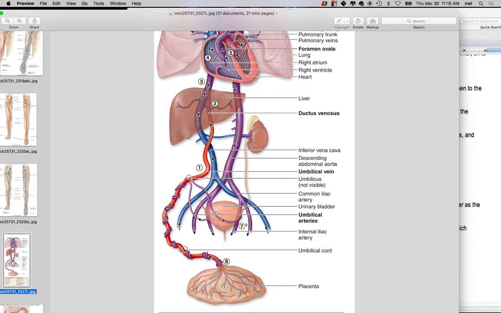Does that make sense to you guys? Okay, go ahead. If the mom's blood and baby's blood never really mix, why is there that problem with being Rh negative? Oh yeah, that's a good question. We're going to talk about that with the blood chapter, but let's talk about it now.